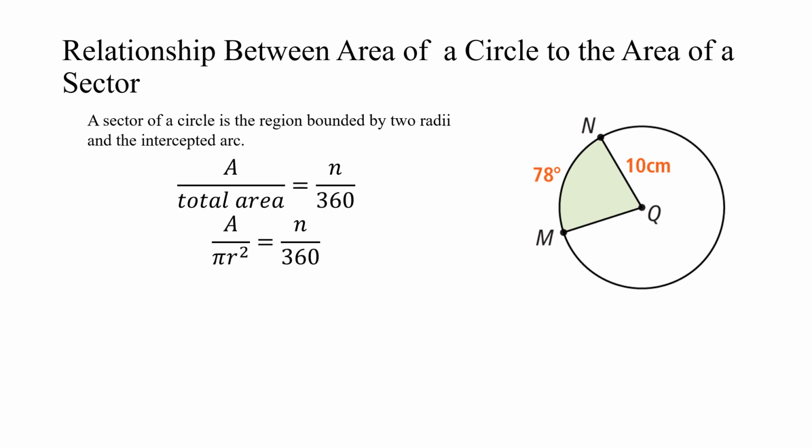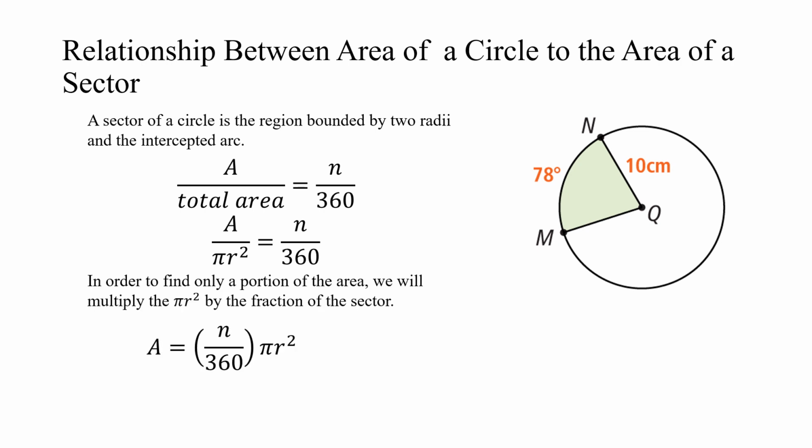We have seen before that the total area of a circle can be found by using pi r squared, so replacing total area with pi r squared, and then multiplying both sides by pi r squared allows me to develop a formula that I can use to find the area of a sector. Area is going to be n over 360 times pi times r squared. Applying it to this particular example, n is going to be 78, r is 10, so 78 over 360 times pi times 10 squared, you're going to get 65/3 pi, and that's going to be the area of the sector.